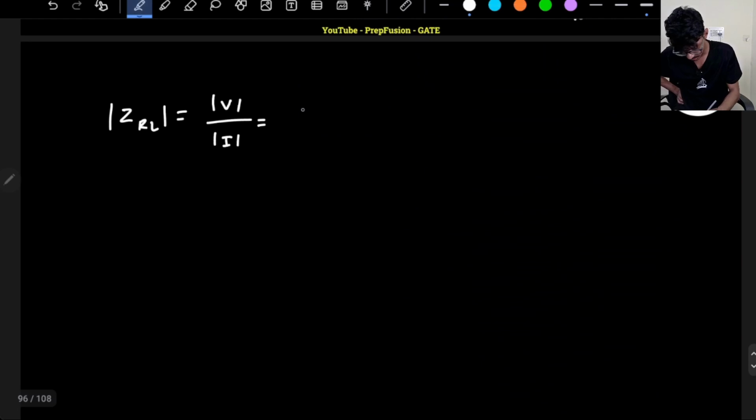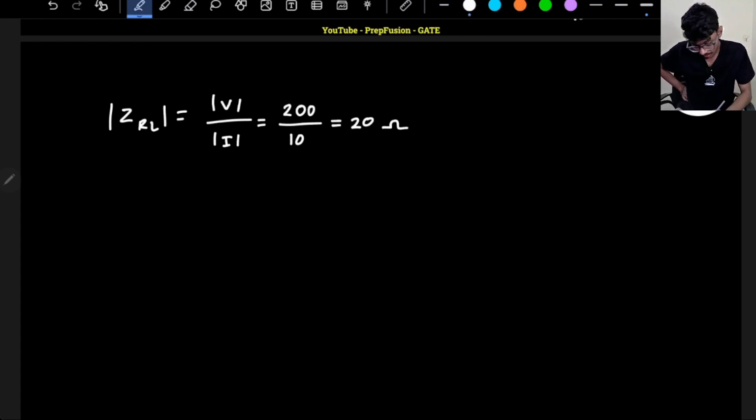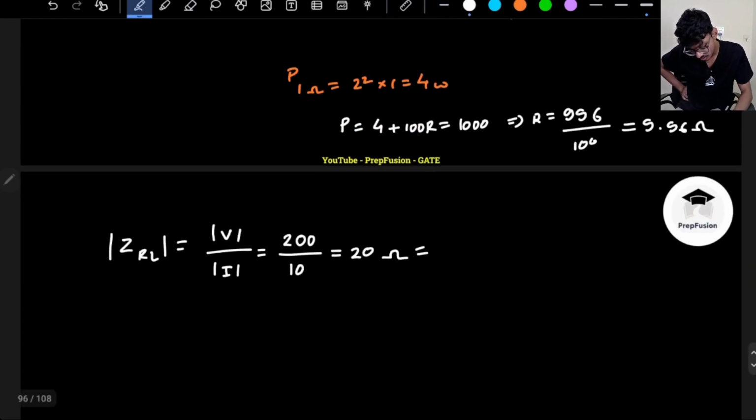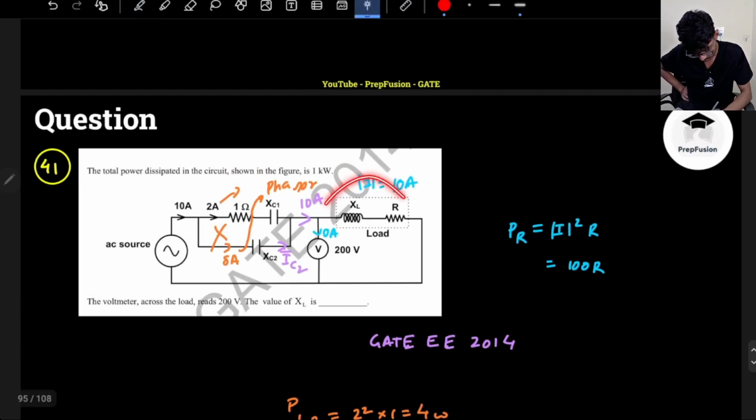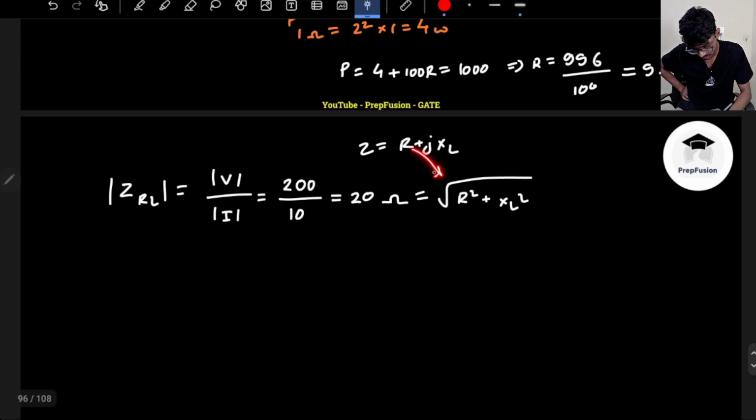So magnitude of voltage is 200 volts. Magnitude of current is 10 amperes. So it will be 20 ohms. That's it. Magnitude of impedance is equal to what? Basically square root of R square plus XL whole square. Why? Because Z is equal to R plus JXL. Correct? This series combination. So that's how we came to this conclusion.